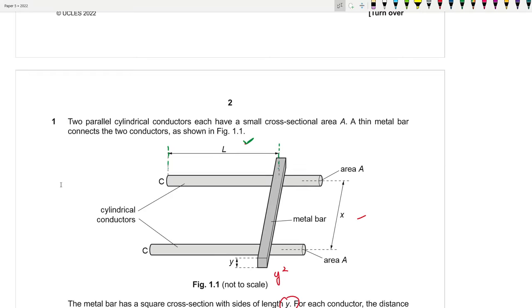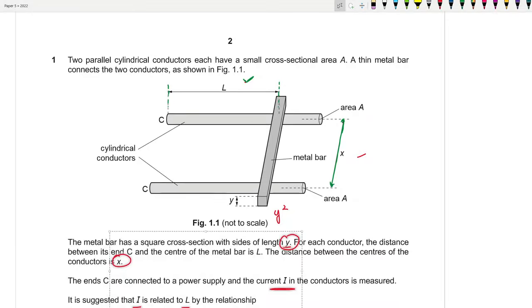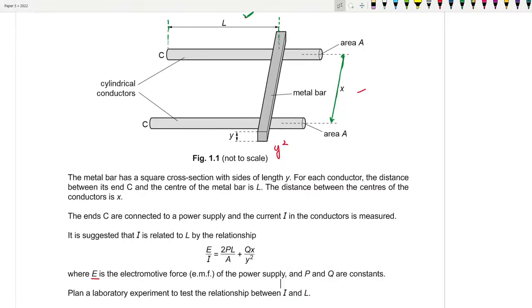Great. The distance between the centers of the conductors is x. The ends are connected to a power supply, and the current I in the conductors is measured. It is suggested that I is related to L by this relationship, where E is the electromotive force (EMF) of the power supply and P and Q are constants. Plan a laboratory experiment to test the relationship between I and L.